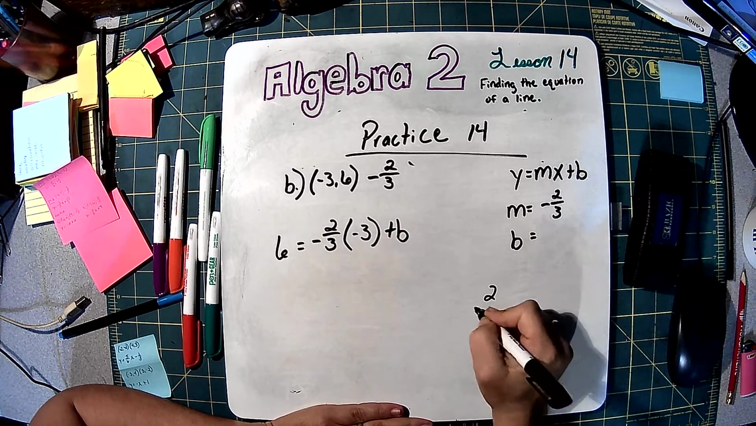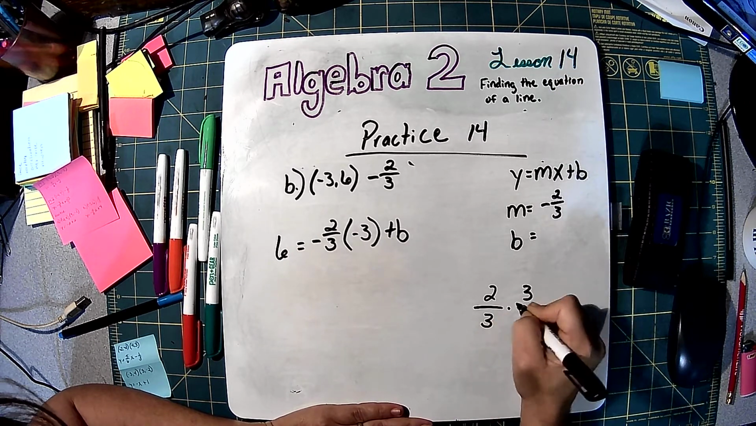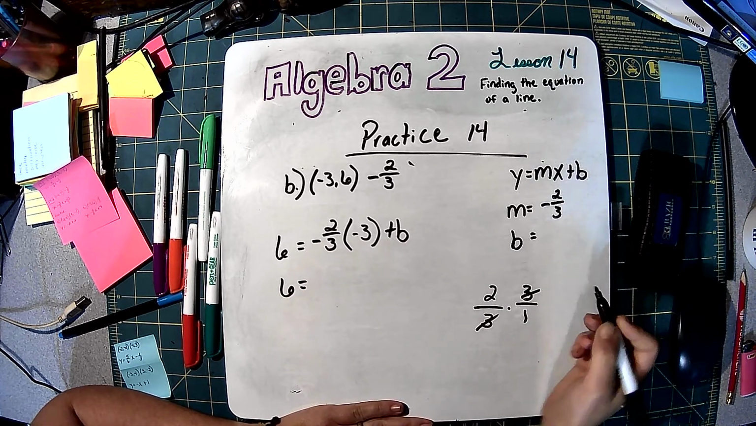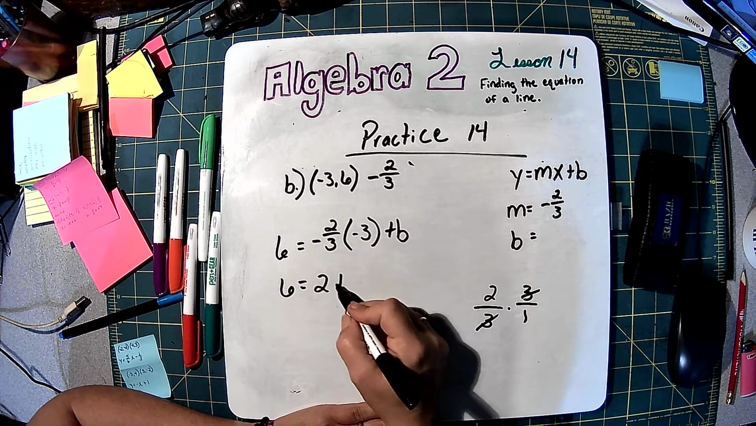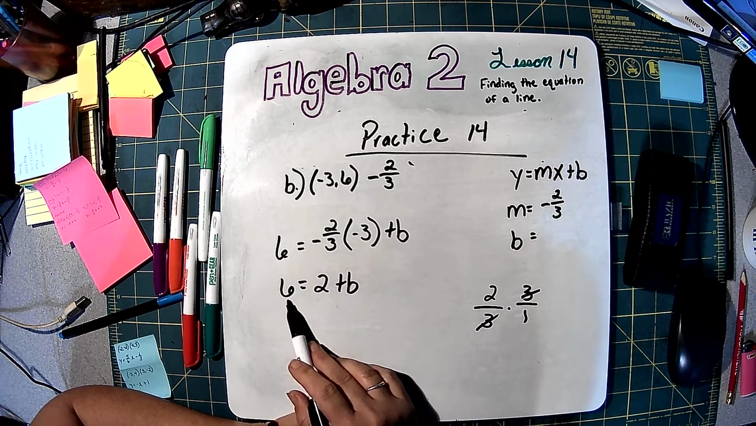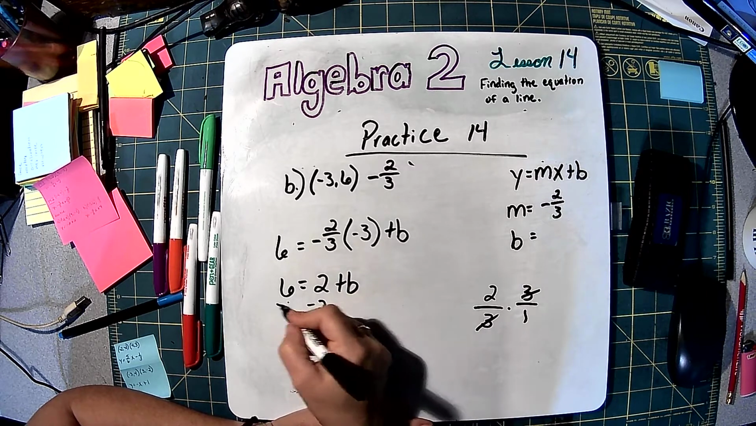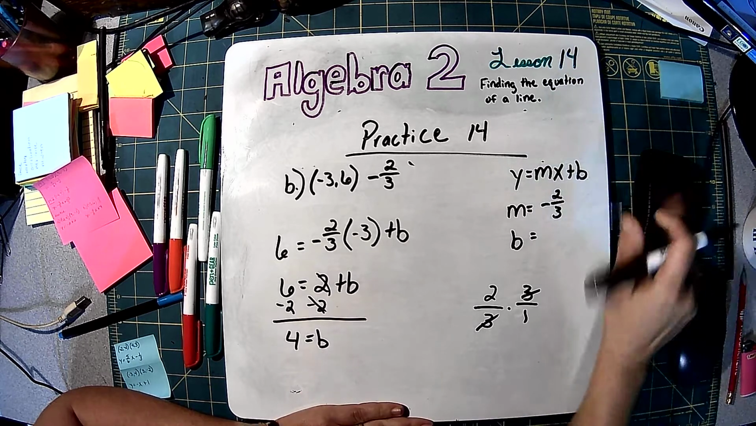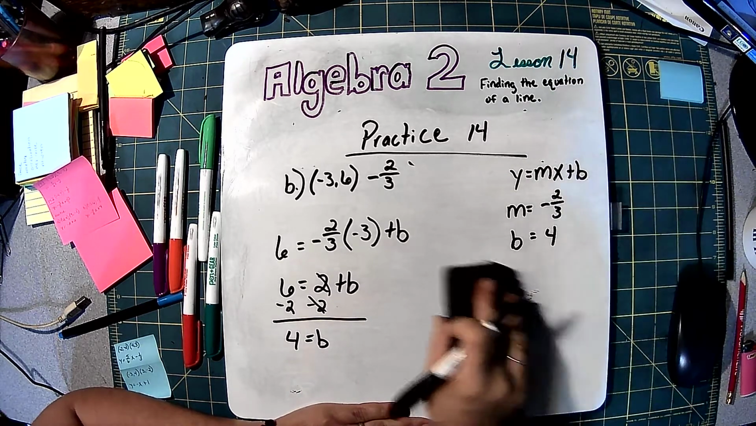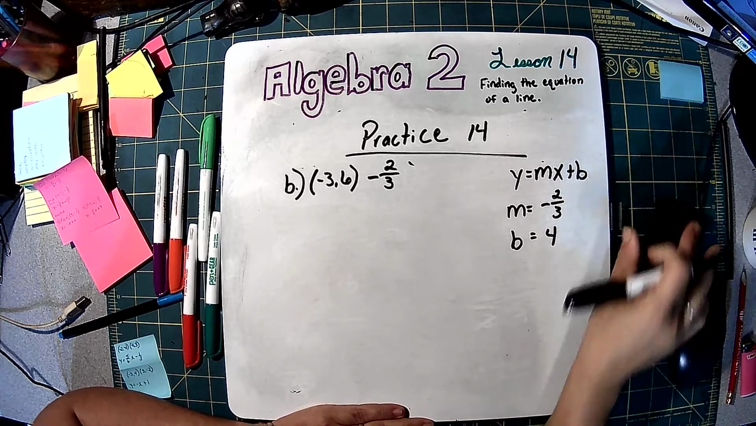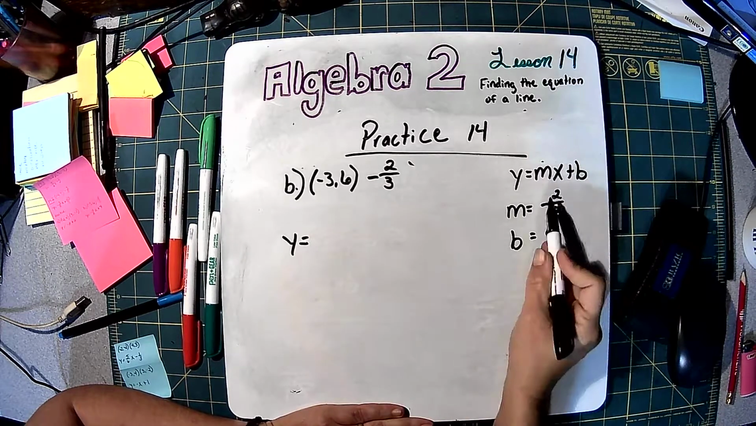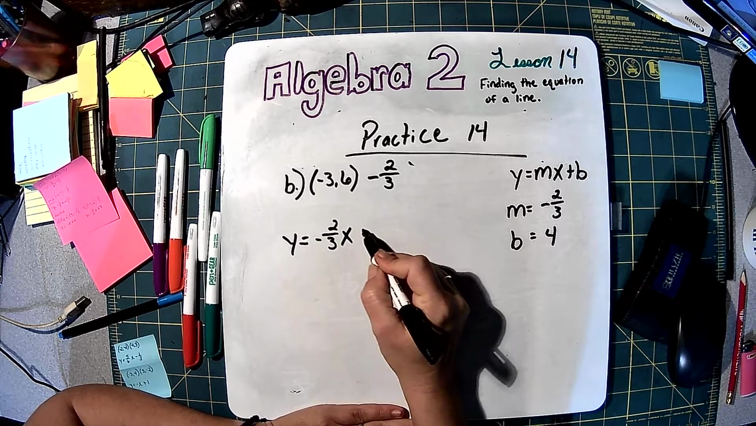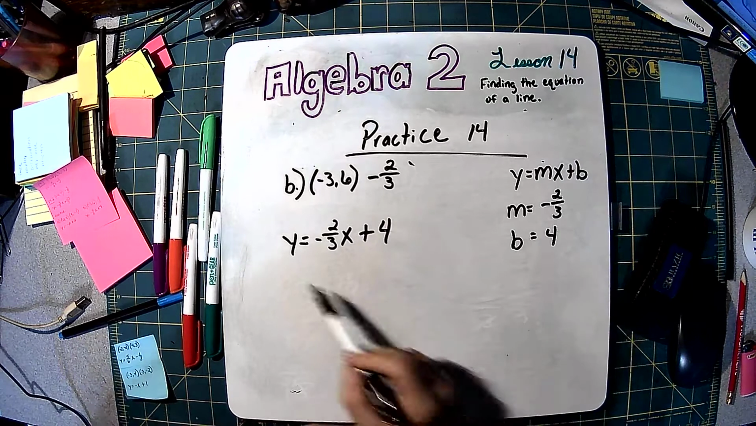Alright, so now I got negative 2/3 times 3 over 1. Negative times negative makes a positive. So I know this is going to be a positive. Those cancel, and it's just 2. Y equal, or 6 equals 2 plus b. Now I'm going to subtract the 2. So b is 4. Now from that information, I can write my equation. So y equals m, which is negative 2/3, x plus b, which is 4. And there's my equation.